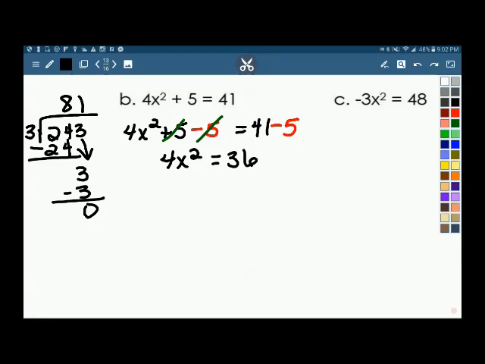Now I need to look for any addition or subtraction. Not addition or subtraction, I need to look for multiplication or division because we just got rid of the addition. And I do see that x is being multiplied by 4. So I'm going to divide that 4 off. 4 divided by 4 is 1, so we're just left with 1x squared. And then 36 divided by 4 is 9.